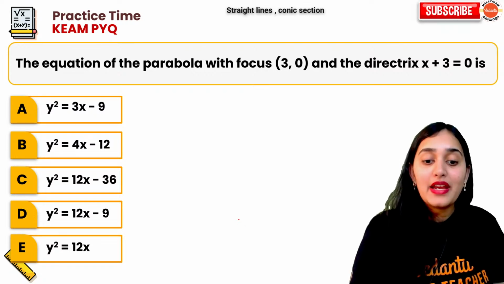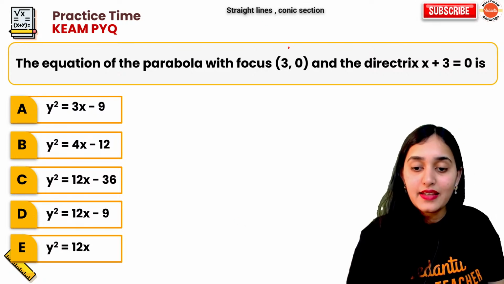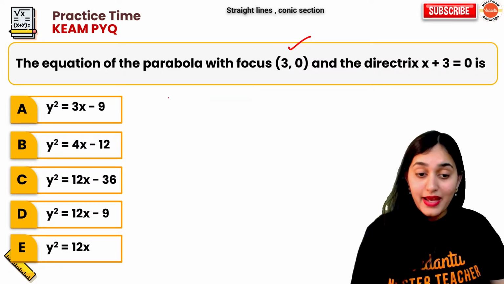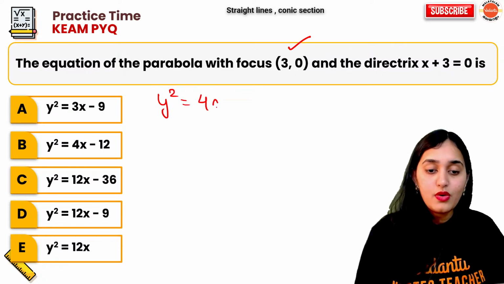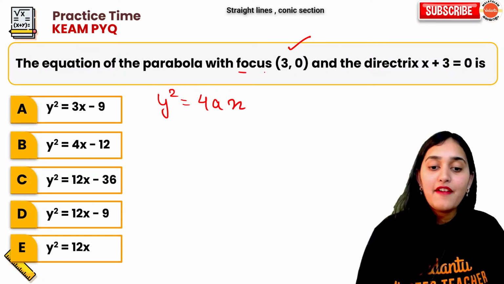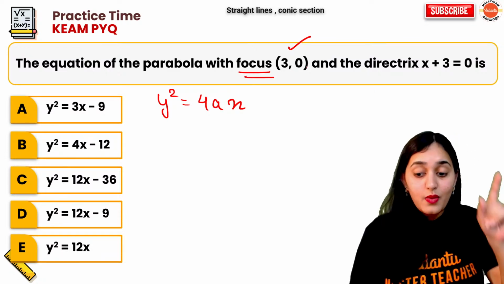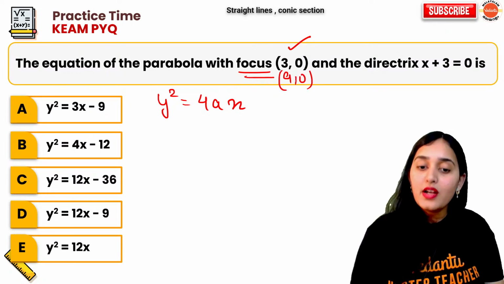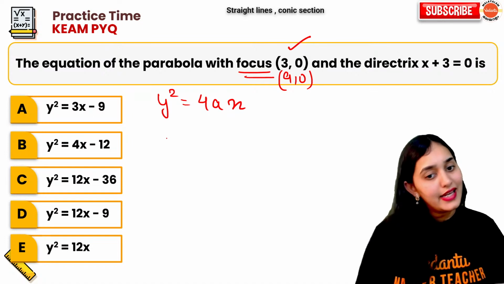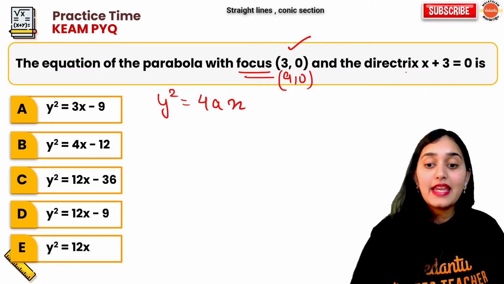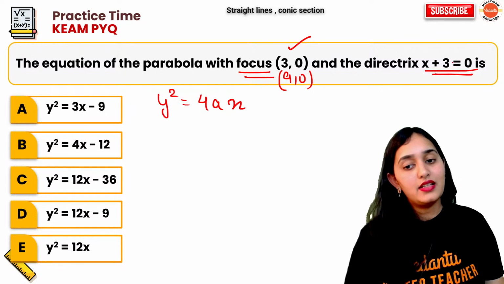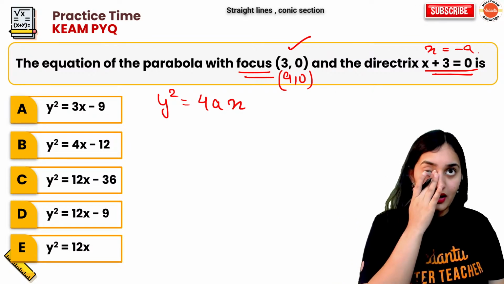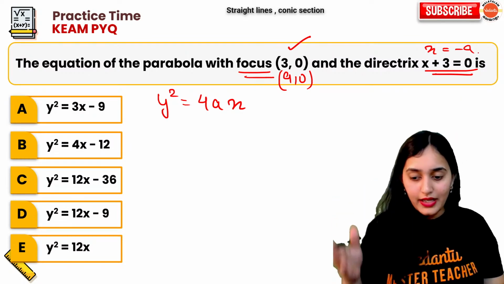Next, find the equation of the parabola whose focus is (3, 0) and the directrix is x plus 3 equal to 0. Equation of the parabola is y square is equal to 4ax. Now I have the focus. What is the focus? Can you remember? (a, 0) is the focus. So I have the value of a, right? And they are saying that the directrix is given. So again, what is the equation of directrix? x is equal to minus 3. So a is 3. So again we confirm that.